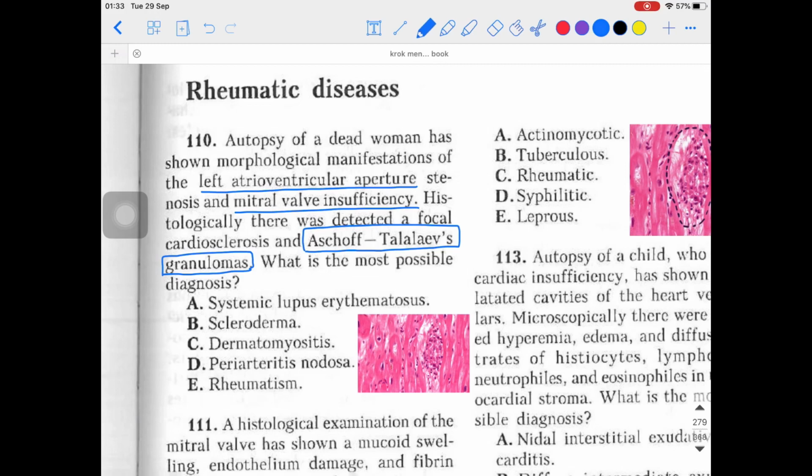So guys, the most possible hint which could be given in this question is Aschoff-Talalaev granulomas. Actually these are the Aschoff bodies, or you might say granuloma. They are found in the rheumatic myocarditis. In rheumatism you will be studying about the Jones criteria, that is the major criteria, and you have the minor criteria. For example, increased ESR, increased CRP, prolonged PR interval.